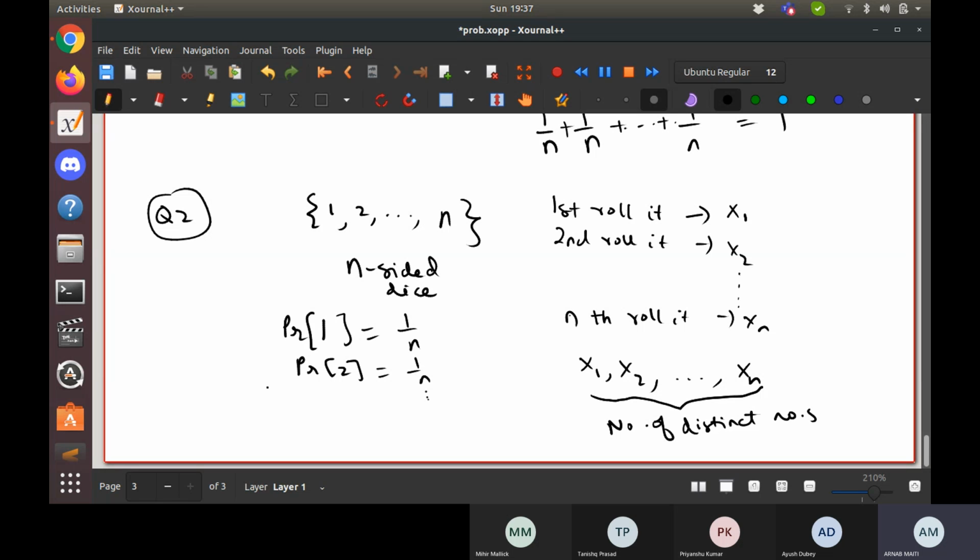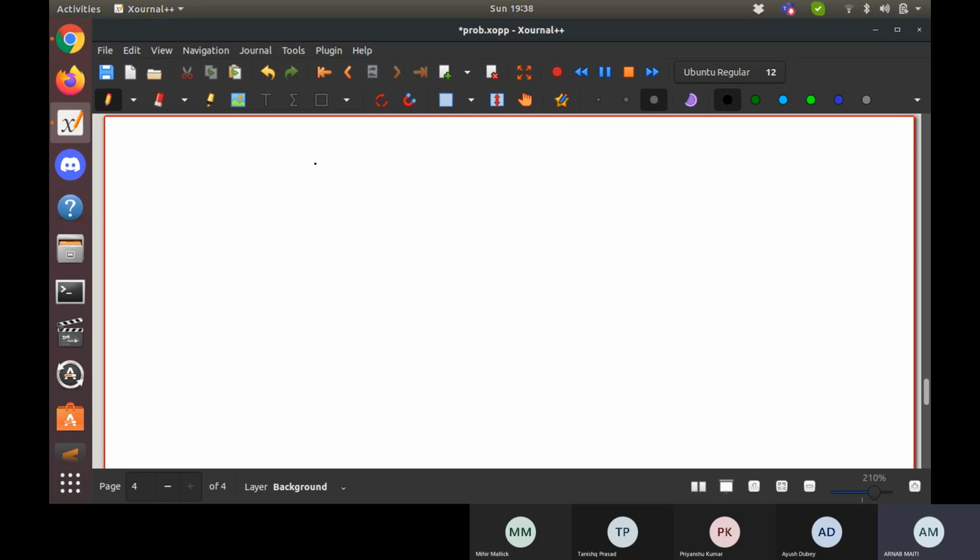Say n is equal to 5 and you were rolling 1, 2, 2, 3, 3, 2, 1. So what is the total number of distinct numbers? It is 3. There are 3 distinct numbers in this sequence: 1, 2, and 3. So the question is, find the expected number of distinct numbers, which you'll see by doing this roll of dice.